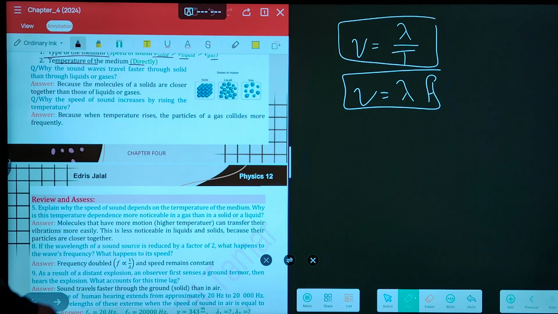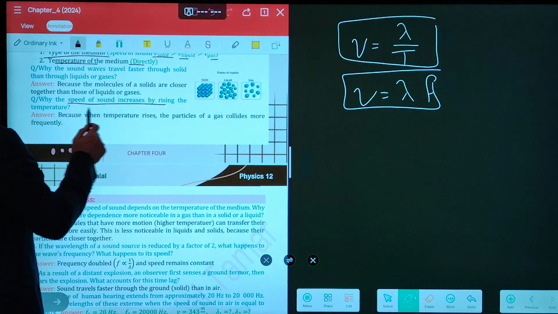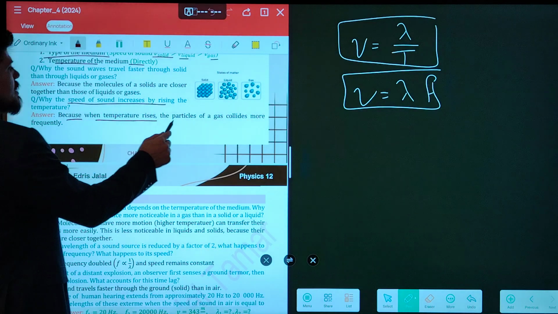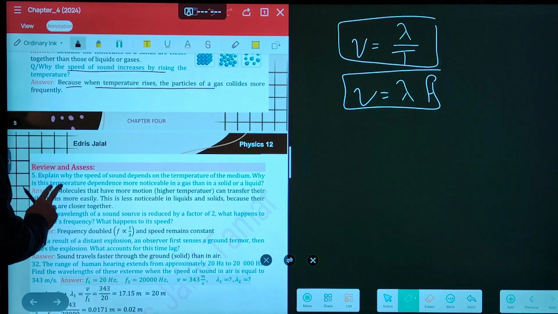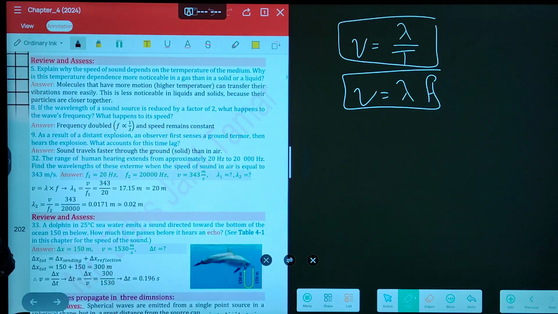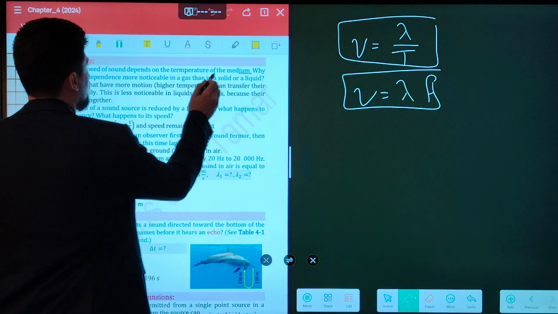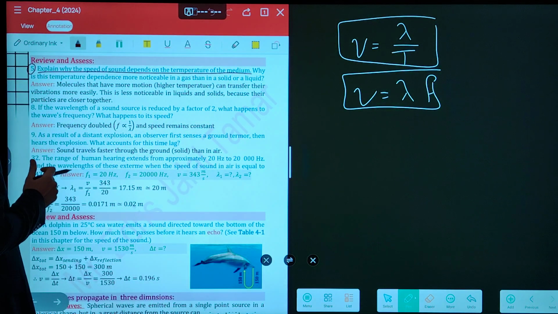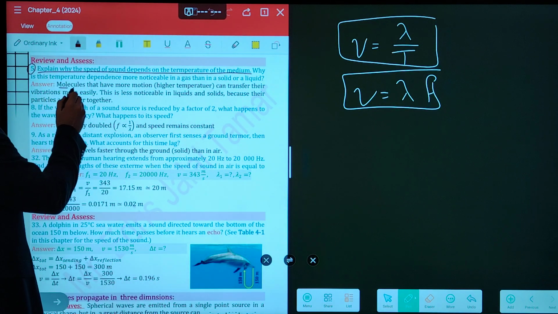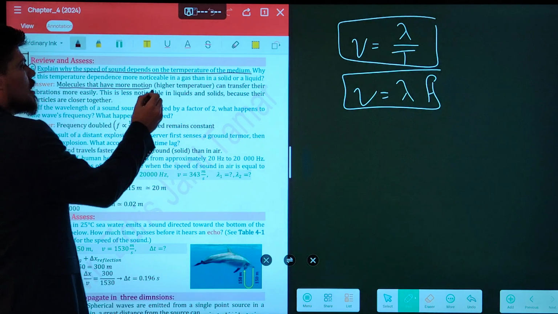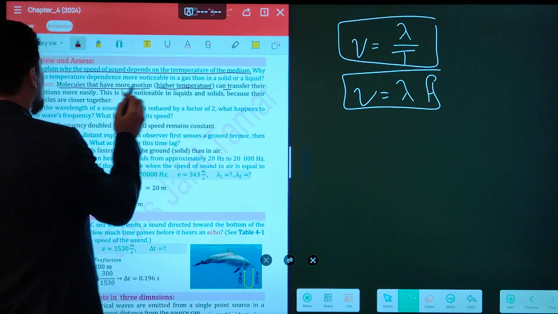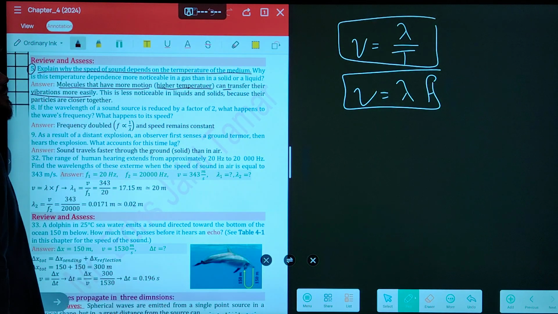Why does the speed of sound increase by rising temperature? Because when temperature rises, the particles of gas collide more frequently. Guys, look at question 5: explain why the speed of sound depends on the temperature of the medium. Because molecules that have more motion, at high temperature, can transfer their vibrations more easily.